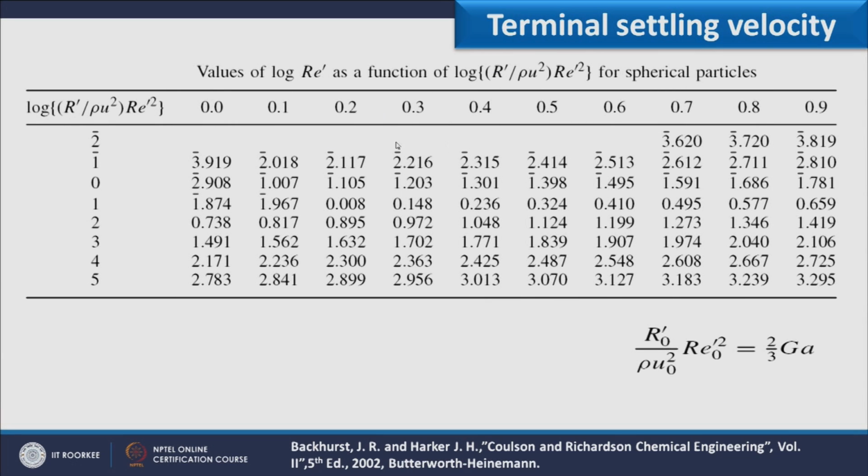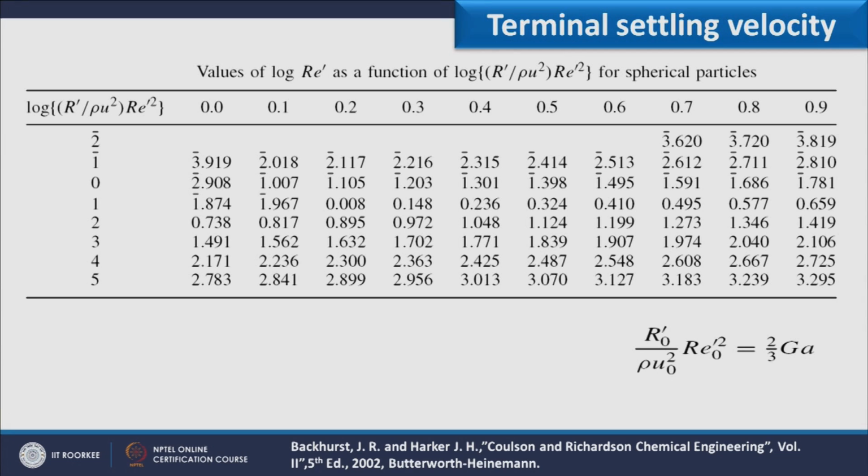And this table, if you see, has the data of log Re as a function of log R dash by rho u square into Reynolds number square. This is the same parameter which we have used over here, and log of this is equal to 2 by 3 Galileo number. So, I already know the Galileo number, I can calculate log of this, and by referring to this table we can calculate the value of log Reynolds number.